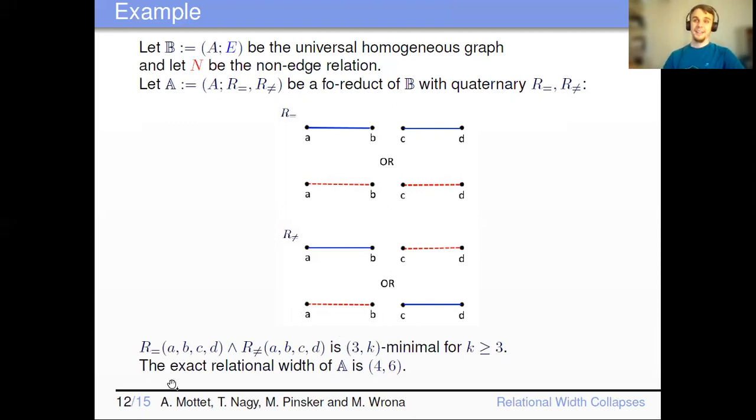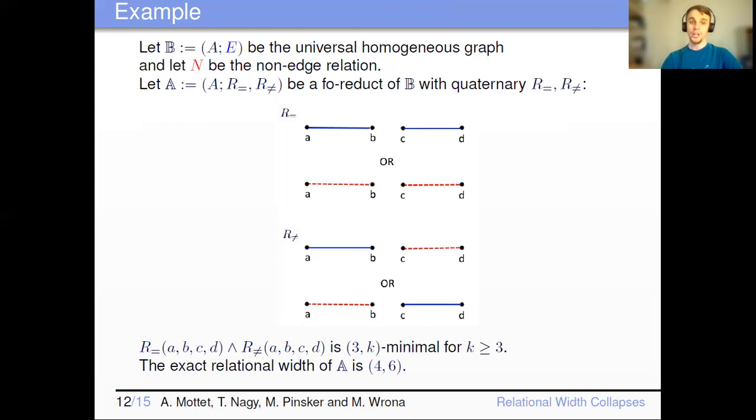Now this kind of easy instance of the CSP of this relational structure A is 3,k-minimal for every k greater or equal to 3. It has non-empty constraints, but it's not satisfiable at all, which is easy to see. It's also possible, and not so hard, to find an instance that is 4,5-minimal and not satisfiable at all. So it follows that the exact relational width of A is 4,6, because we can show that A is preserved by these nice pseudo-weak NUs that are canonical modulo the closure of the automorphism group of B.